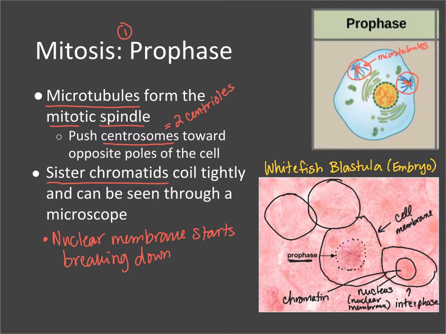Now, you can also see that the chromatin has started to condense. And so what we're seeing here are things that are maybe not quite chromosomes yet, but they're starting to look like chromosomes. So the chromatin is condensing and starting to form those chromosomes. Up here in the picture, you can also see that the nuclear membrane is breaking down.